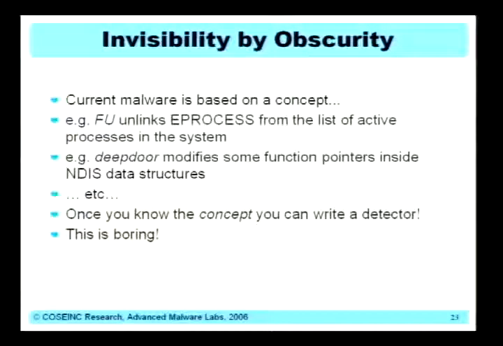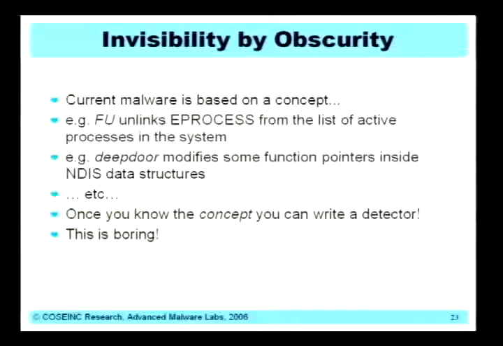But once we know the algorithm, once we know the concept of the rootkit, we can always write a detector. Sometimes we have some problems with reliability of those detectors for some obscure reasons, for some different reasons. But usually, theoretically, once we know the concept, it's trivial to write a detector.